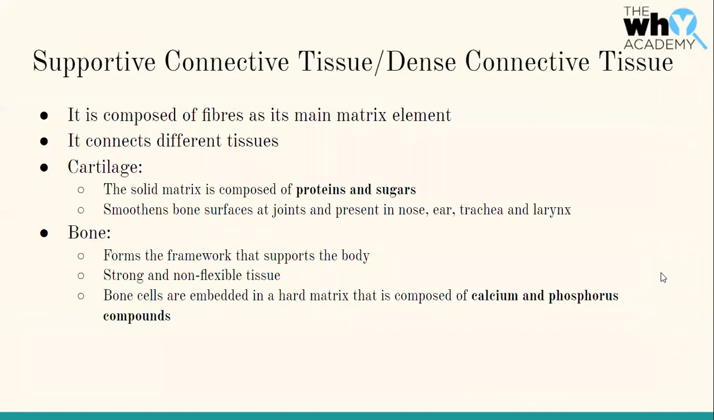Okay. The next type is called supportive or dense connective tissue. These mainly act as support systems, right? So here they have told you what is the main matrix element, which is nothing but fibers, right? And it connects different tissues. The question which you get asked in this is the matrix for cartilage and bone separately. So this is very important. I am putting a star here, and this is very important since now you have more MCQ based questions, right?